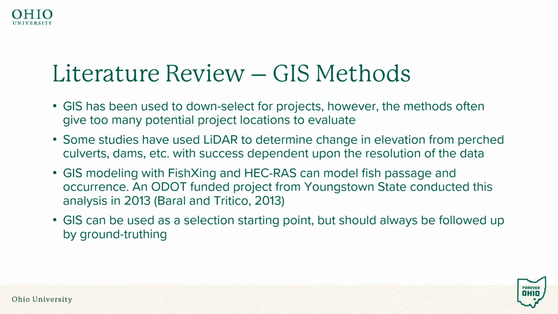Because we're looking at GIS methods to prioritize projects, we looked at what's been done before. GIS has been used to down select for projects, but often those methods give too many potential project locations to evaluate. And some of that's based on what data is being used and how they're filtering it. There have been some studies that have used LiDAR to look at change in elevation due to perched culverts or dams. And the success of those really depends on the quality of the data.